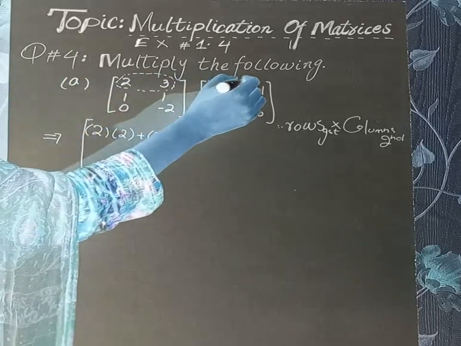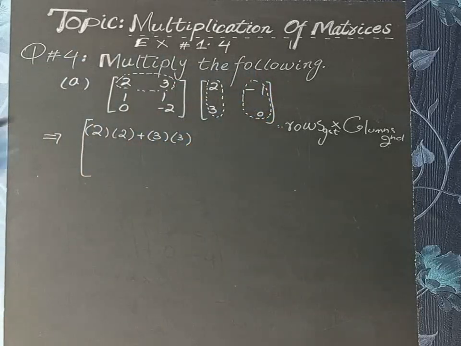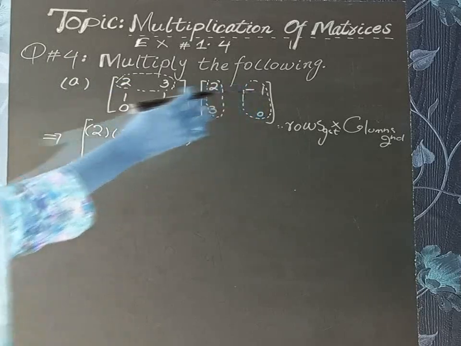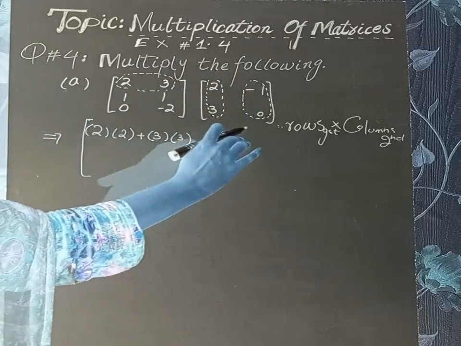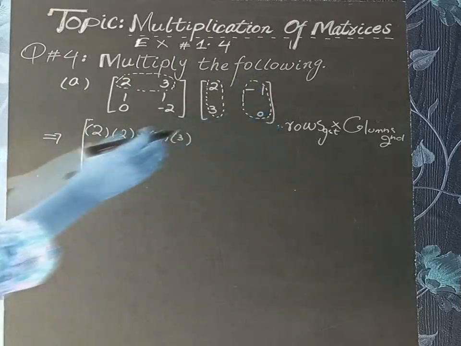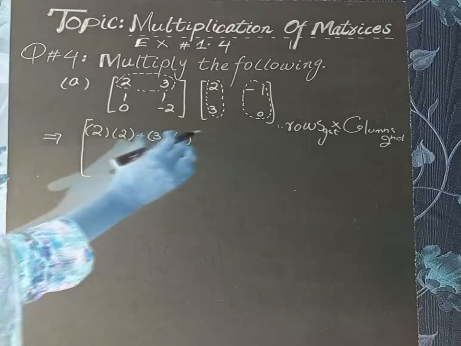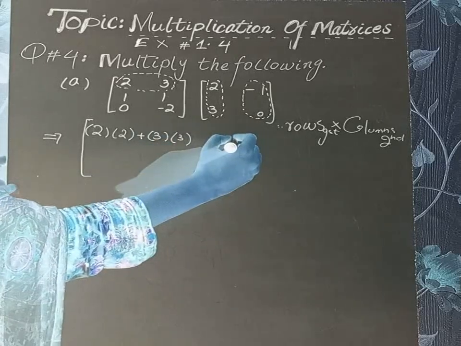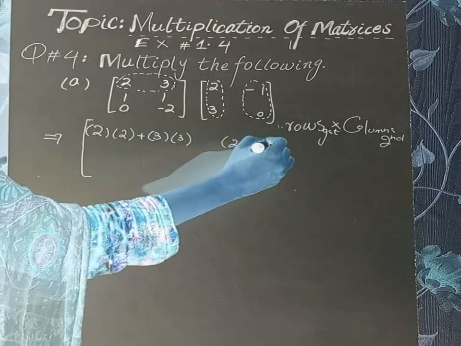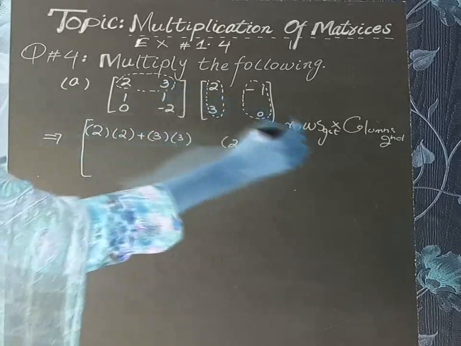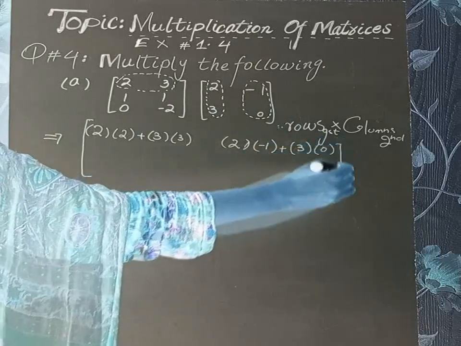Same row will be multiplied by the second column: 2 multiplied by minus 1 plus 3 multiplied by 0. The row is the same, but here is the second column. So from the first column, we will move towards the second column. There will be a gap between the two columns. So 2 will be multiplied by minus 1 plus 3 will be multiplied by 0.